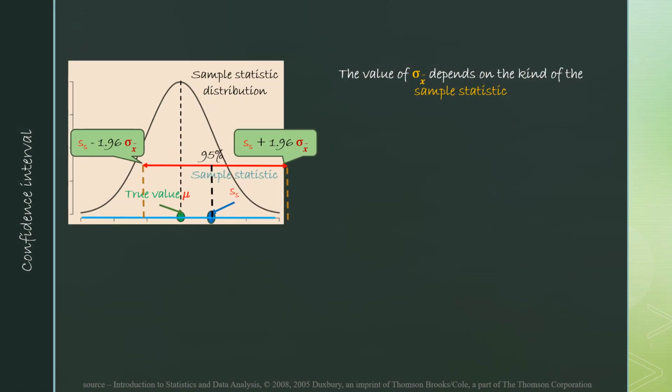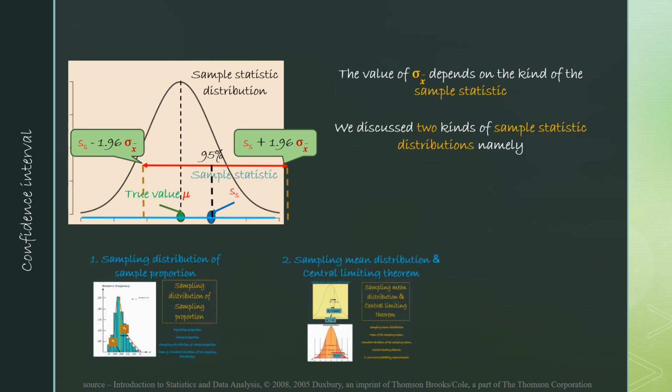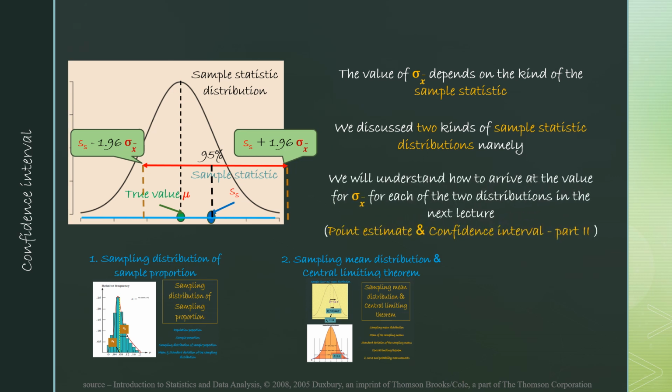The value of sigma x bar depends on the kind of the sample statistic. We discussed two kinds of sample statistic distributions, namely 1. Sampling distribution of sample proportion, and 2. Sampling mean distribution. We will understand how to arrive at the value for sigma x bar for each of the two distributions in the next lecture, Point estimate and confidence interval part 2.